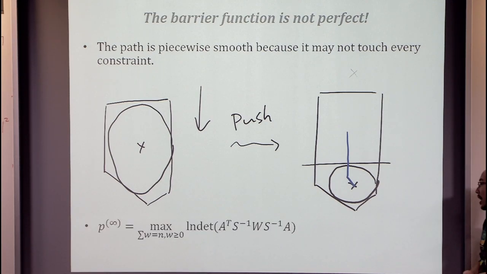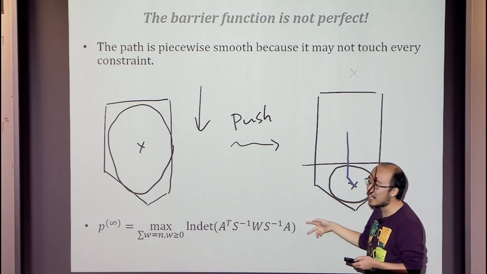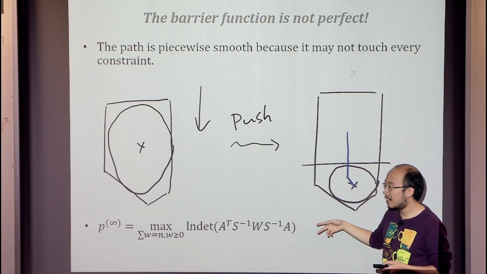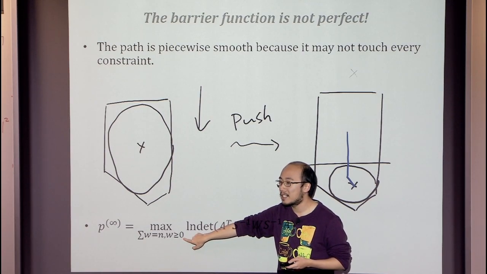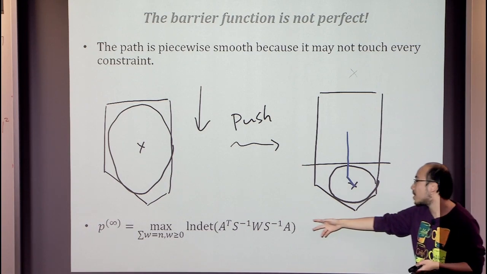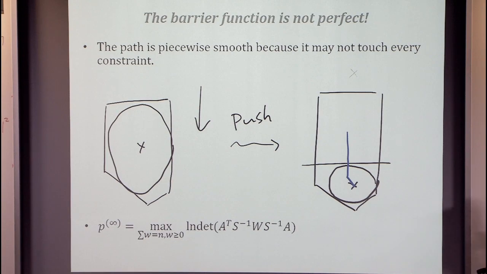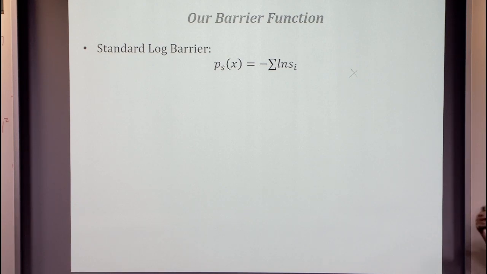Numerically, you can write down the John ellipsoid barrier function in this formula. And this formula has a problem because of the constraint W greater than 0. Or you can think that because this is not a strongly concave function, the optimizer is not smooth. So let us recap what I am saying.